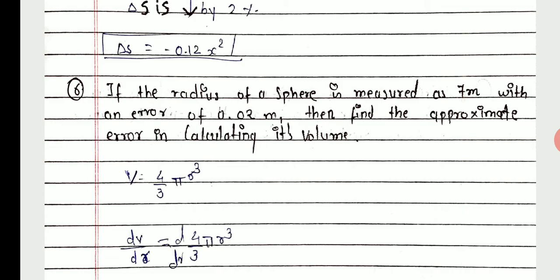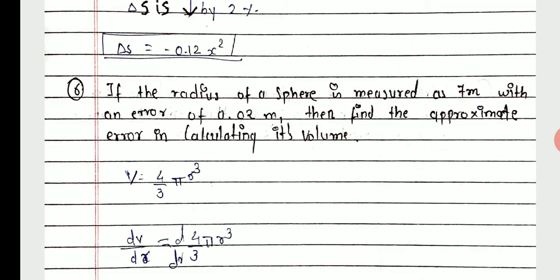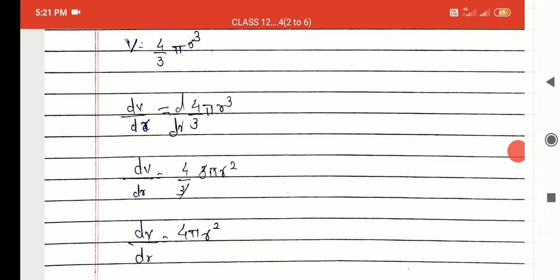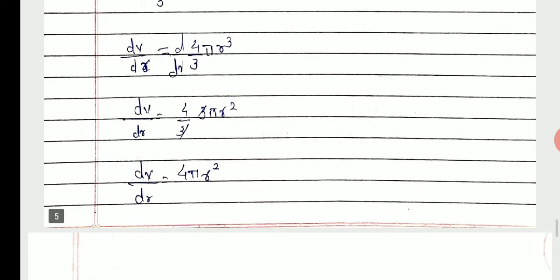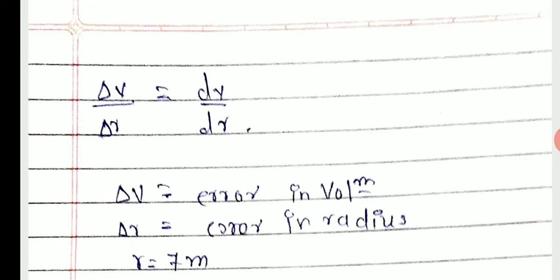Now the volume of a sphere V is equal to 4/3 π r³. Then dV/dr = d/dr of 4/3 π r³. Then dV/dr we can get as 4/3 into 3π r², so dV/dr = 4π r². Now ΔV upon Δr is equal to dV/dr, where ΔV is the error in volume and Δr is the error in radius.